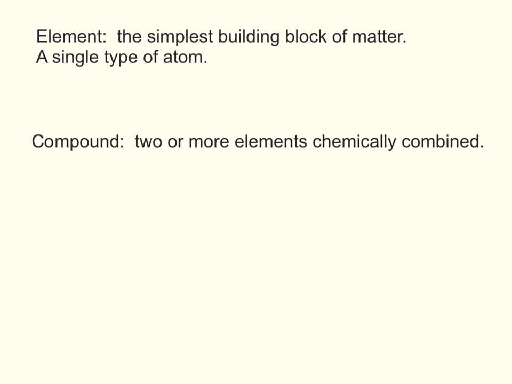Take this time now to write these things in your interactive notebook. Elements are the simplest building blocks of matter. They are composed of a single type of atom. Compounds are 2 or more elements that are chemically combined. Those elements will always be in a fixed ratio.